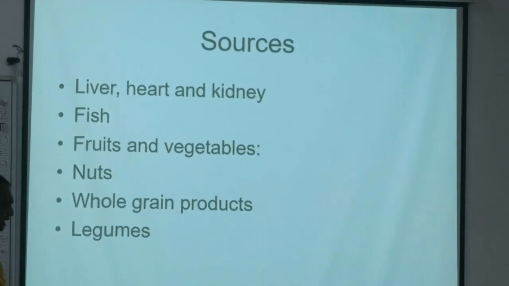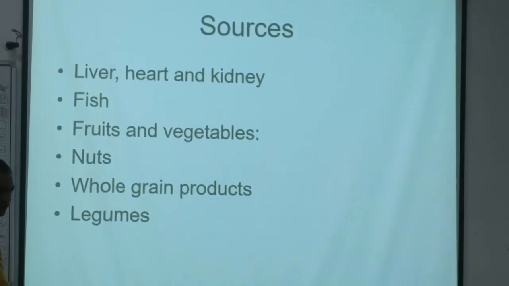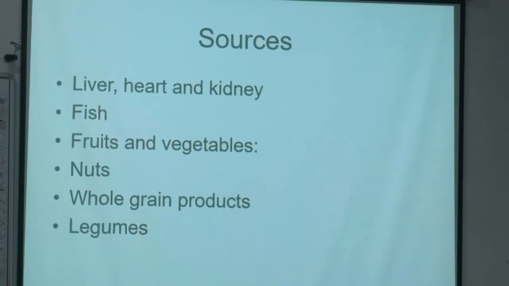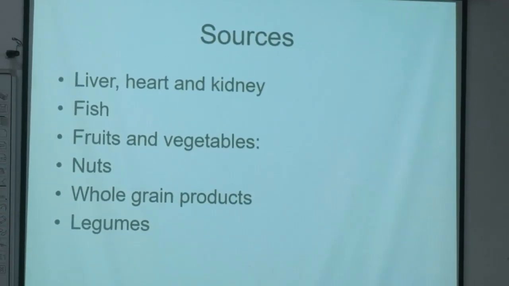Sources: write anything and everything you eat, just write those. Don't write like this: biryani, burger, pizza, tandoori chicken. Please write the name of the food, not the name of the recipe. Do not write like this: biryani, tandoori chicken, kebab. No. Please write the name of the food, not the name of the item.